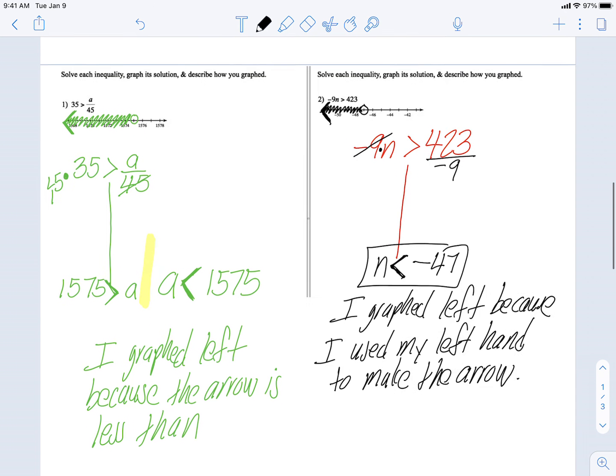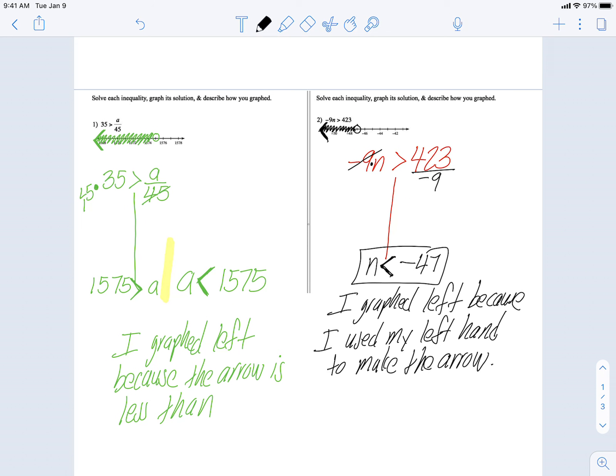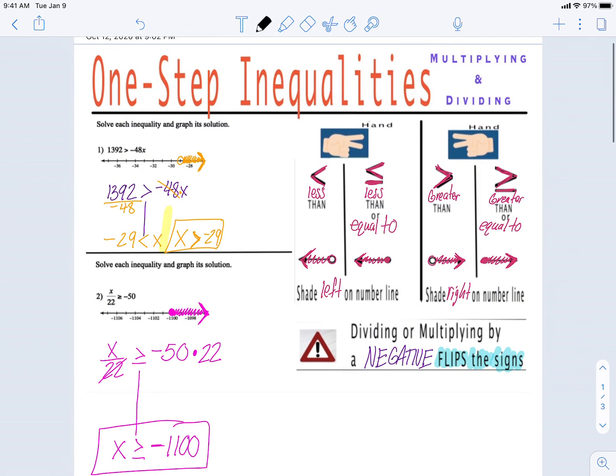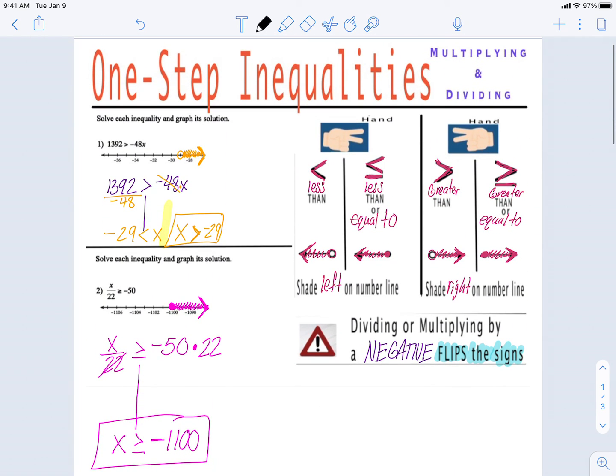So, there we go. These are two examples of the work you're going to get, and these are the notes for the one-step inequalities, multiplying and dividing.